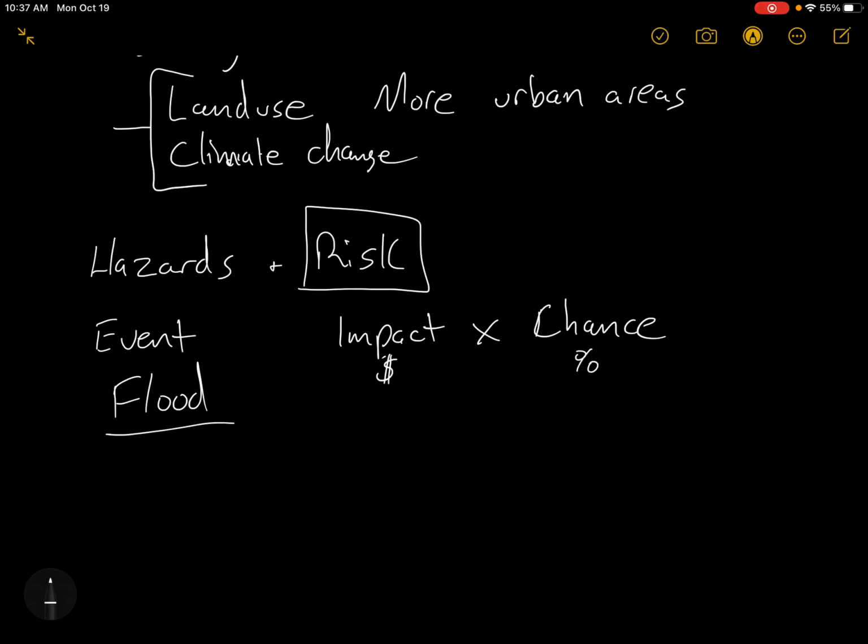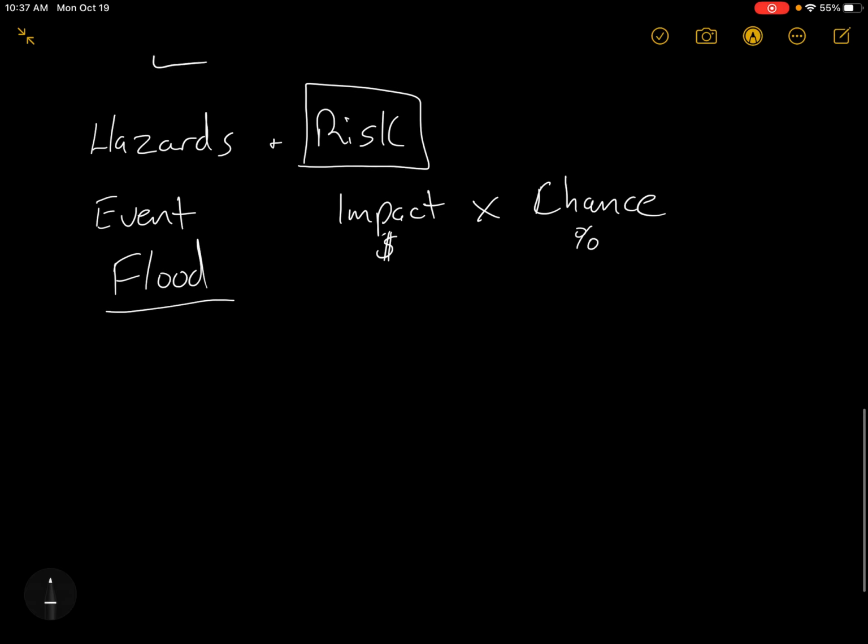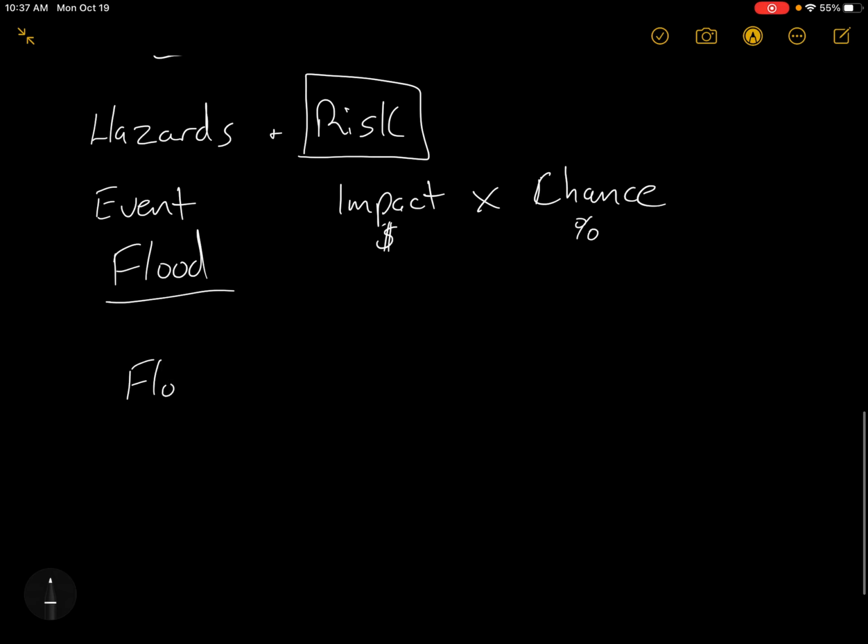If you think about other natural hazards like hurricanes, volcanoes, earthquakes, tsunamis, things like that, those are going to happen regardless of what we do. We can't stop a hurricane from happening. We can't stop an earthquake from happening. We can, though, potentially change the flood hazard.